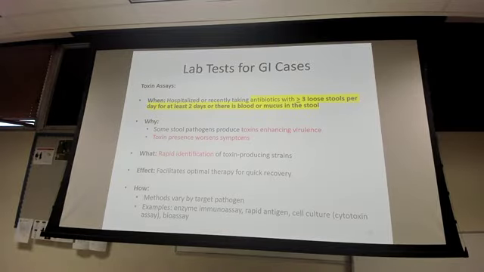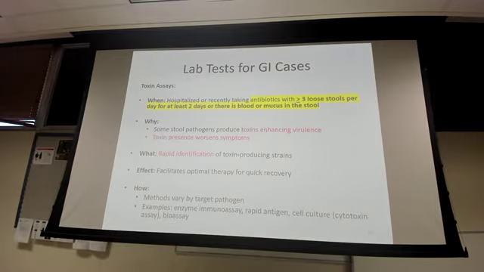All right, so lab tests for GI cases, toxin assays. When will we run these? So if your patient's been hospitalized or recently taking antibiotics with 3 or more loose stools per day for at least 2 days, and there is blood or mucus in the stool. So that is the key determining factor if you're not sure what test to run, okay? Antibiotics with 3 or more loose stools per day for at least 2 days, or there is blood or mucus in the stool. All right.